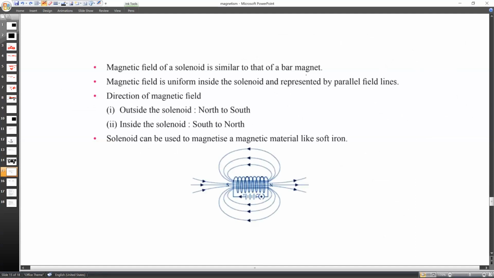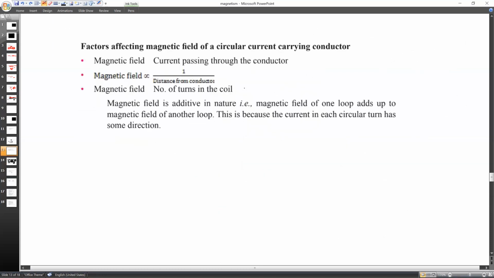Now, if I talk about the magnetic field due to a solenoid, it is similar to that of a bar magnet. And we need to write some points here about the factors affecting the circular current carrying conductor. We can say that the magnetic field is directly proportional to the current. So we can write here what factors are responsible and affect the magnetic field of a circular current carrying conductor.